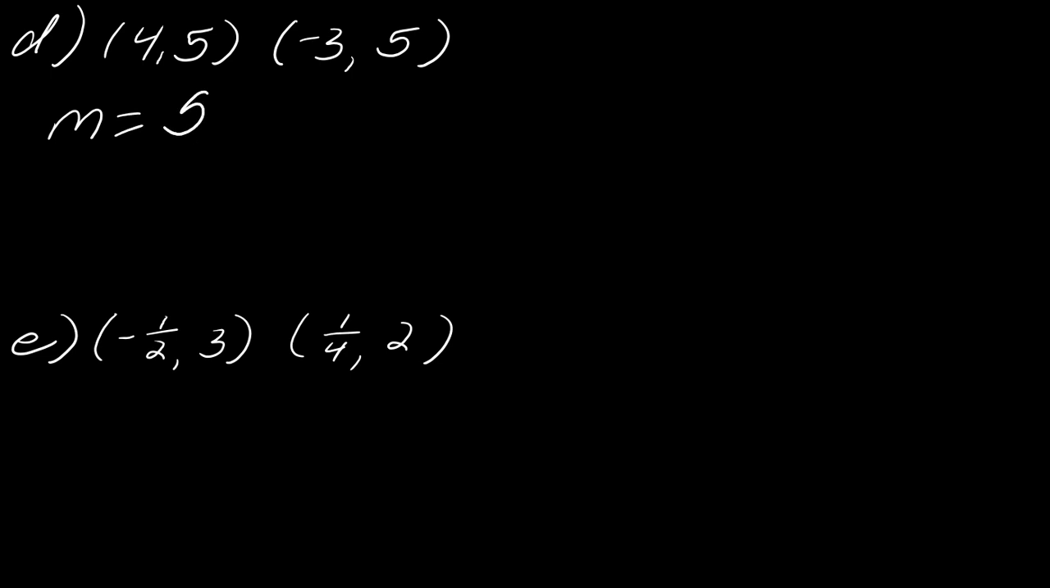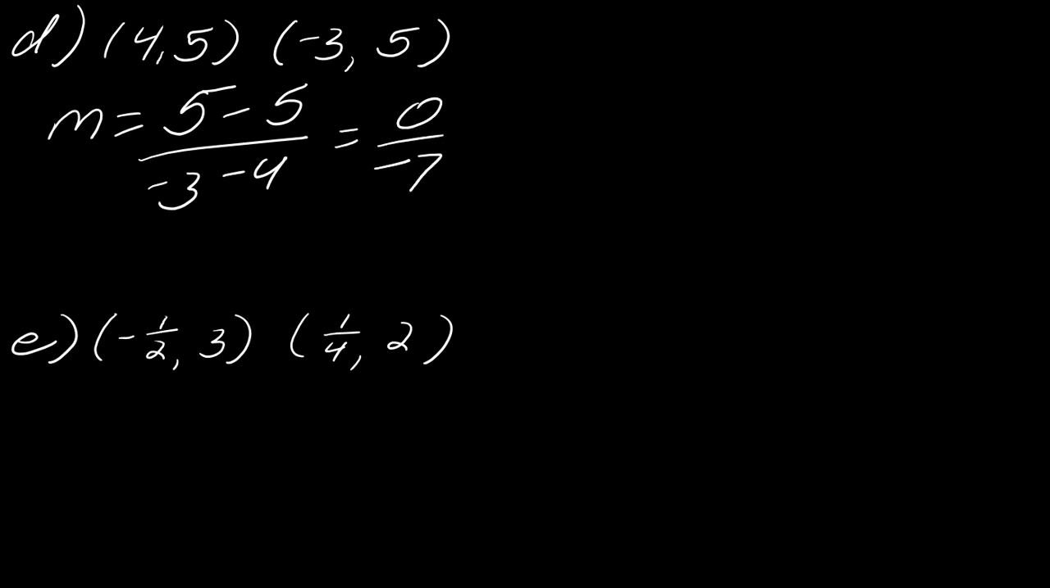So this will be 5 minus 5 over negative 3 minus 4. So I get 0 over negative 7. So in this case, I just get the slope of 0. So remember, 0 and undefined, those are the slopes of horizontal and vertical lines. So in examining this, I notice that now the y-coordinate has been unchanged.